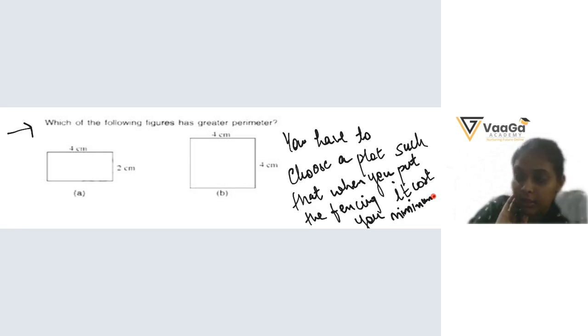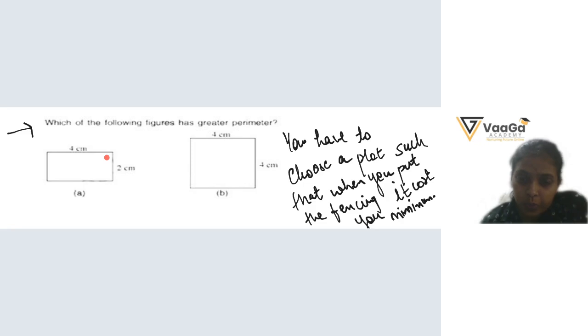Minimum means the least. So which plot will you choose when you have to put up a fence and the cost should be minimum? You know the word cost? What is the cost? The price. So the price should be minimum. So what plot will you choose out of these two?